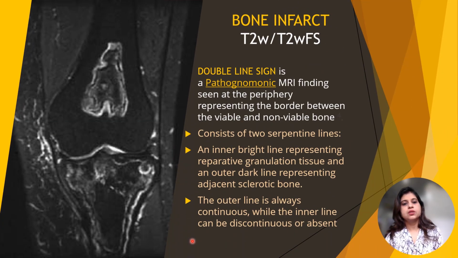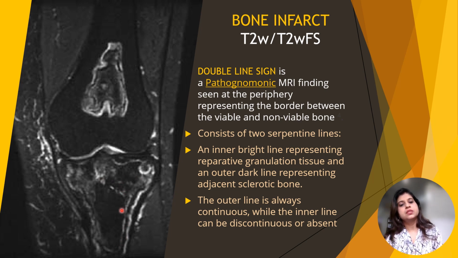In bone infarcts on T2 weighted images, the center of the bone infarct has similar signal intensity as the normal bone marrow on all sequences, on T2 weighted and T2 fat sat. This is the T2 fat sat image, and the periphery of the lesion shows two lines: an inner hyperintense line, that is the granulation tissue, and an outer hypointense line, that is the adjacent sclerotic bone.